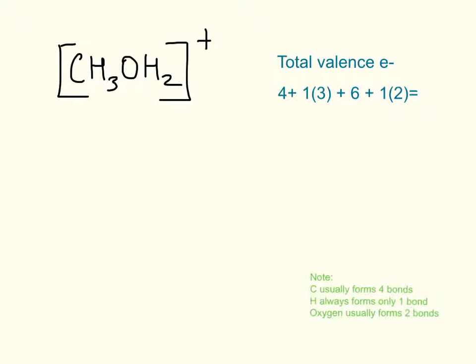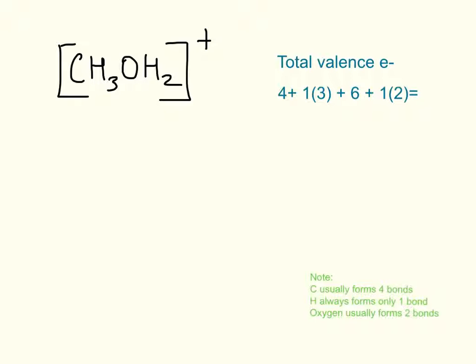So here's example 2. Here I see carbon bonded to 3 hydrogen, bonded to oxygen, bonded to 2 hydrogen. And notice that the overall formula, which is in brackets, carries a positive charge. So let's go ahead and do our total valence electrons, which is step 1.